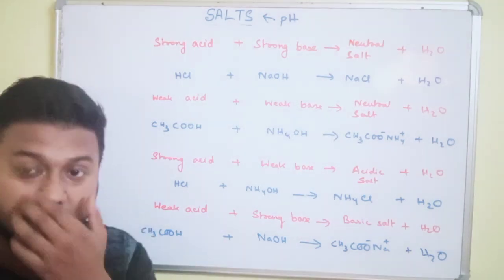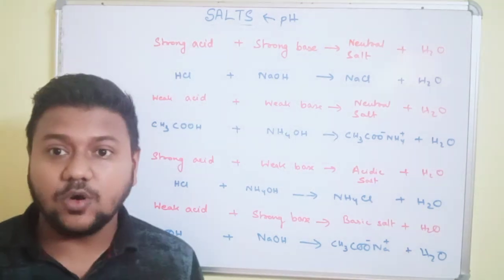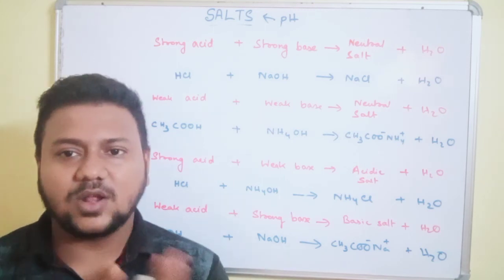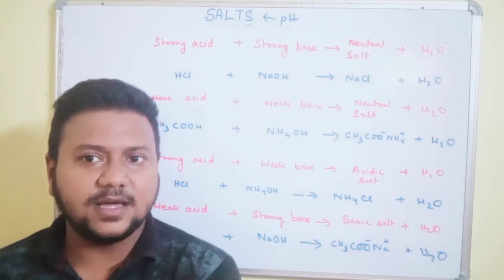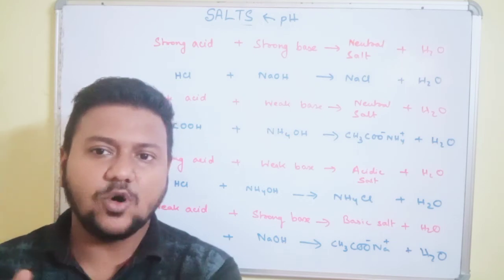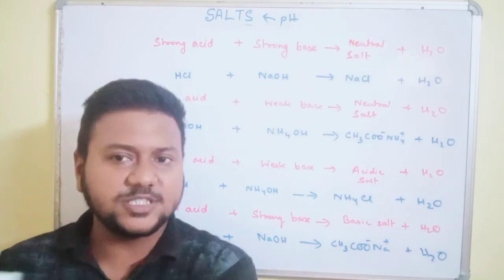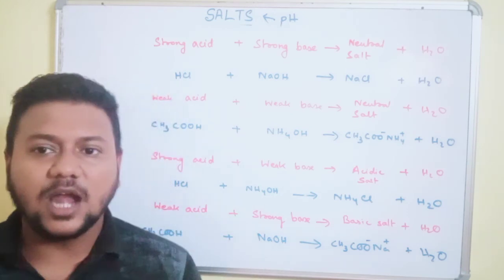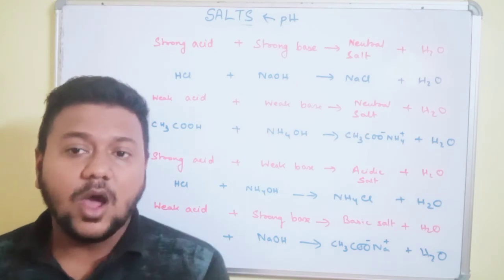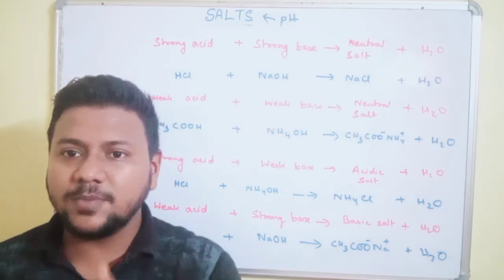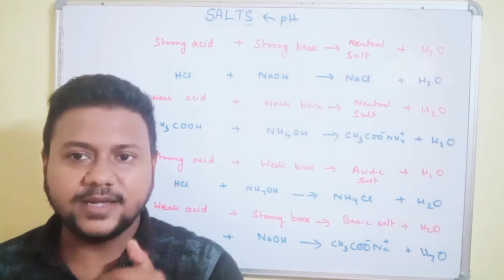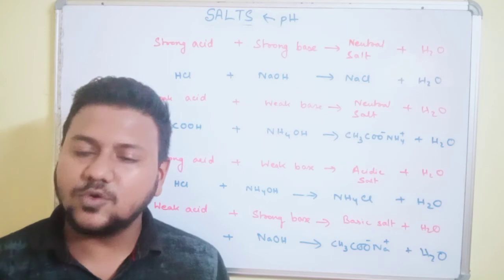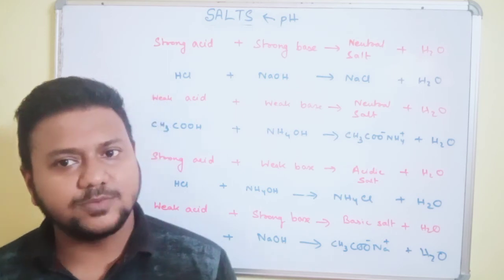So this was all about the family of salt. We have seen that salts having the same ions belong to the same family. Like all the sulfate salts obtained from sulfuric acid are called sulfate salts. All the chlorides obtained from hydrochloric acid are called chloride salts. Moreover, all the salts that have sodium in common, like sodium chloride, sodium sulfate, sodium carbonate, are called sodium salts.